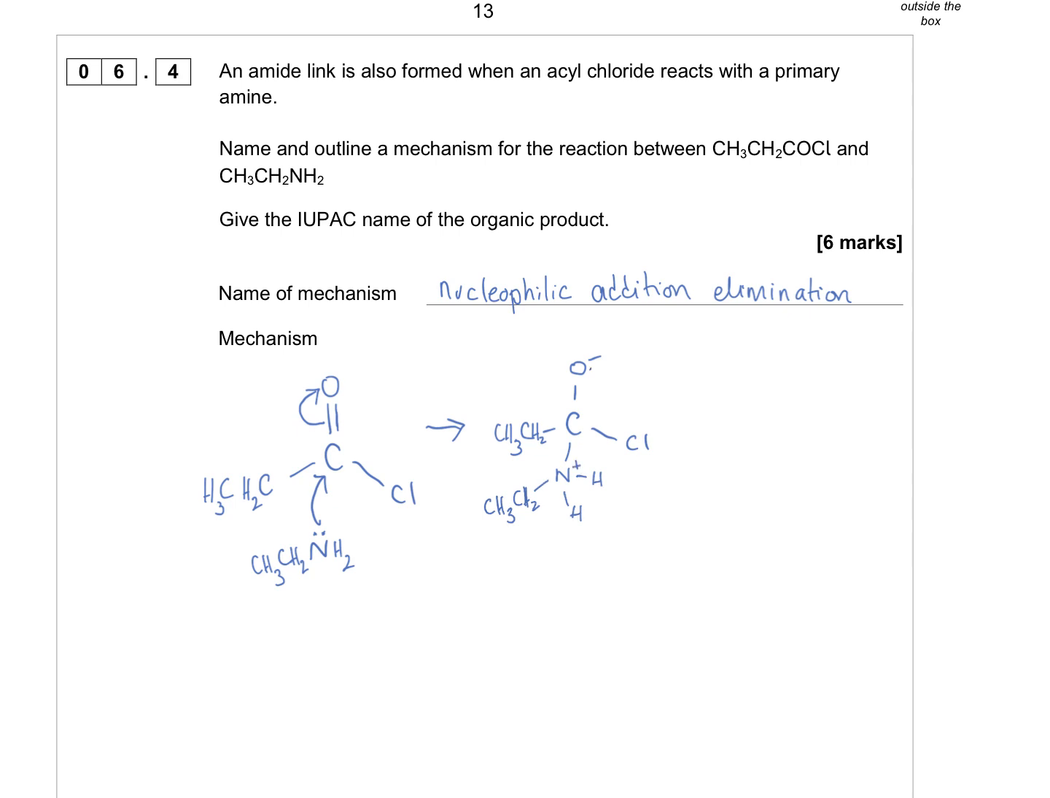And then in the next step, our amine has got a positive charge. In the next step, the lone pair on the oxygen moves back down to reform the double bond of the carbonyl, and the chloride ion gets released.